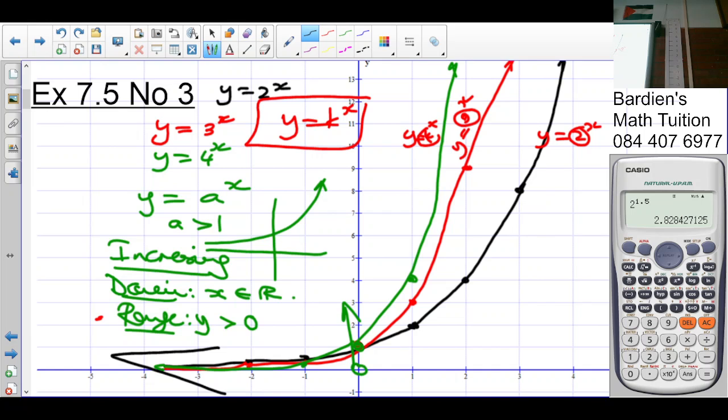Okay. The last question then. Choose the correct option. The graph drawn has a horizontal or vertical asymptote? Horizontal asymptote is the answer then. And the equation of the asymptote is?